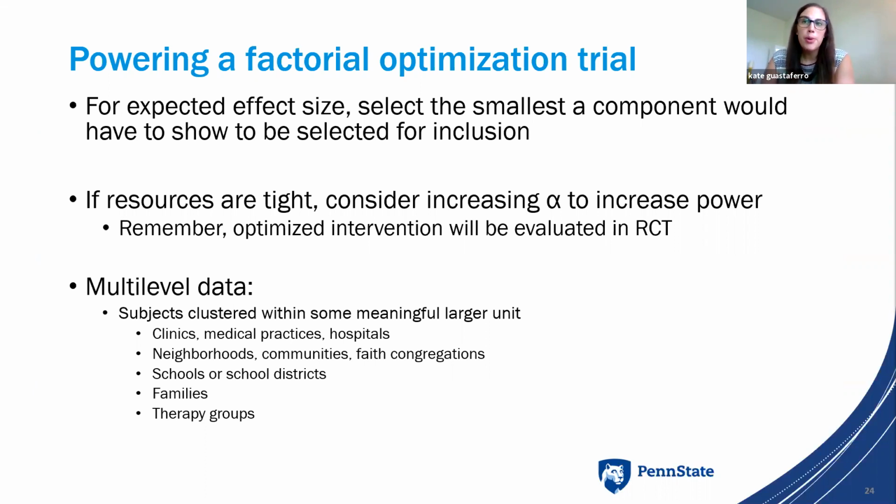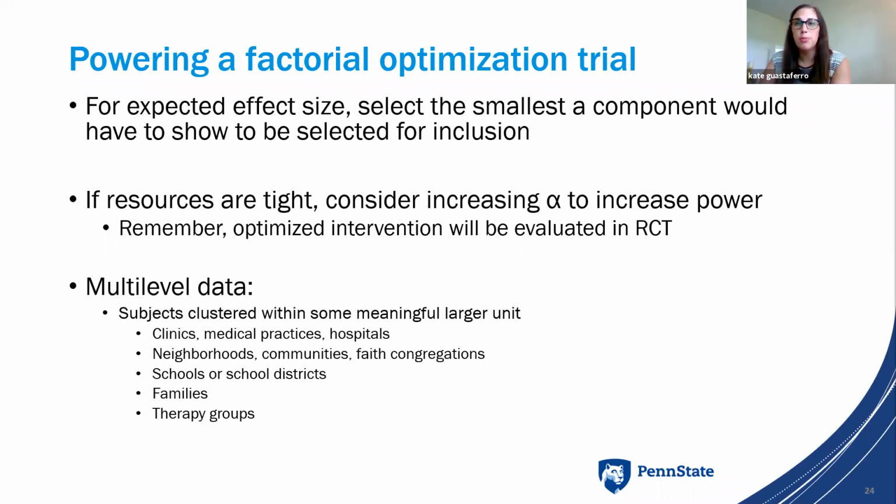To determine your appropriate effect size that you want to be able to detect, you would pick the smallest among your components. So if your components range from 0.15 to 0.3, you're going to pick the 0.15, the smallest, so that things are adequately powered. If your resources are tight, or if this is your first foray into optimization, you might consider increasing your alpha. We often recommend folks move from the traditional 0.05 alpha to a 0.1 during the optimization trial.